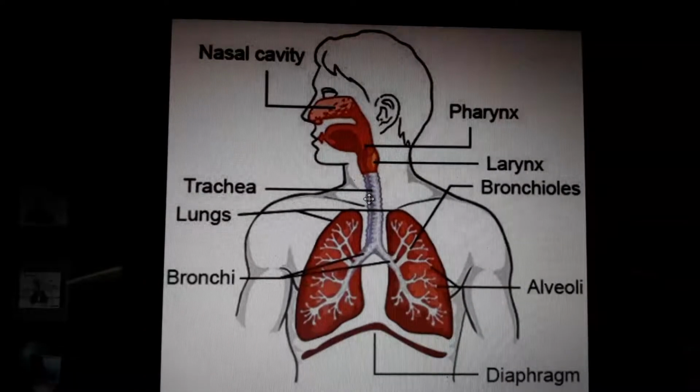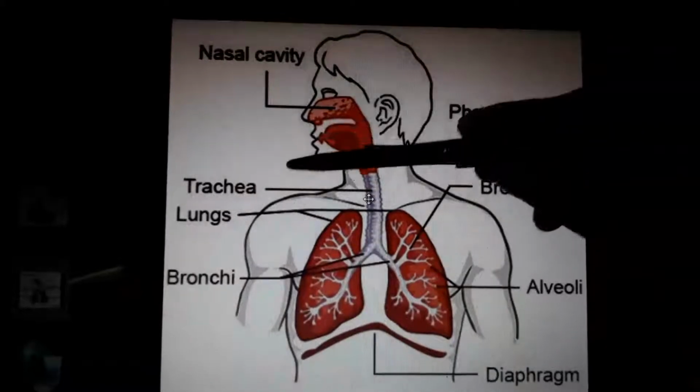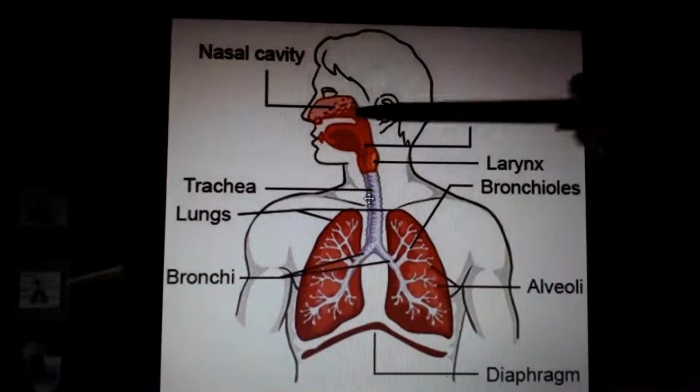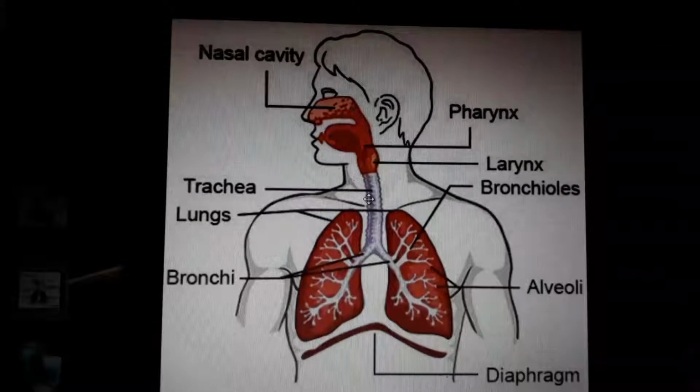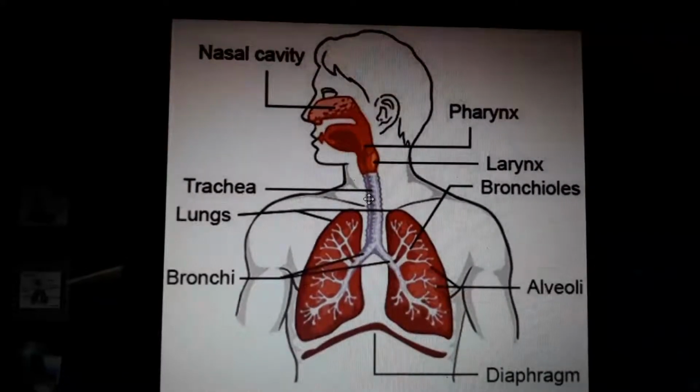Understand? If that hair was not there, the entire dust and all the harmful gases in the atmosphere would go directly into our lungs and can damage our lungs. So for the smooth process of our lungs, there is that hair inside our nose.